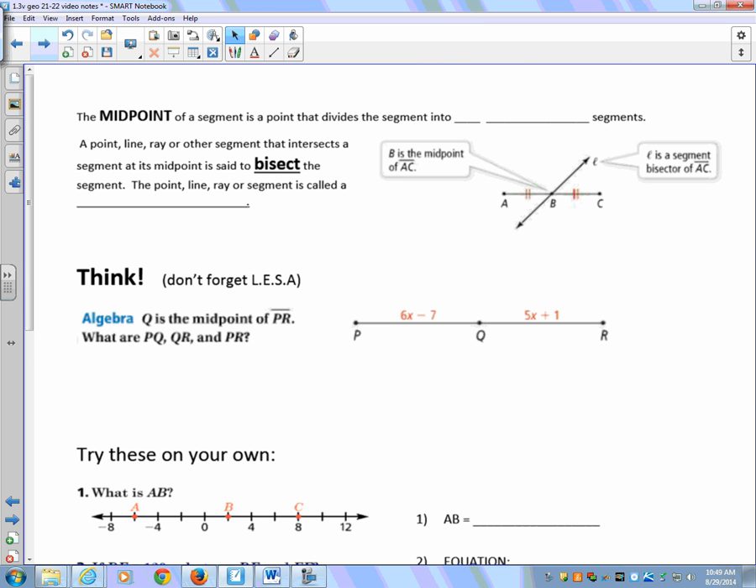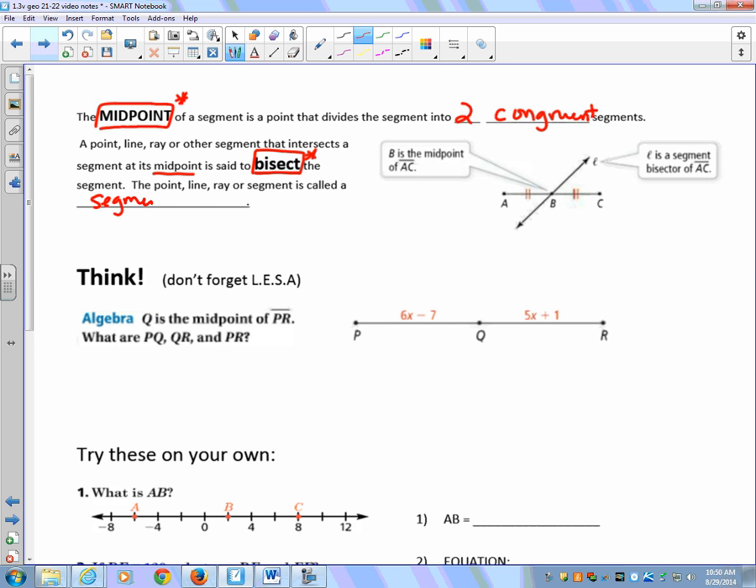One more term here is the midpoint. The midpoint of a segment is a point that divides the segment into two congruent segments. So a point, line, ray, or other segment that intersects a segment at its midpoint is said to bisect the segment. So we really have two vocabulary words here, midpoint and bisect. The point, line, or ray that does this bisecting is called the segment bisector.